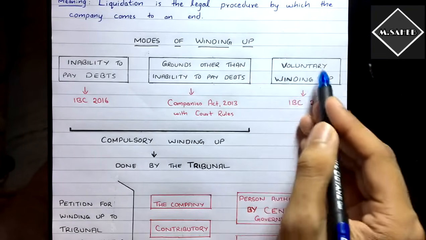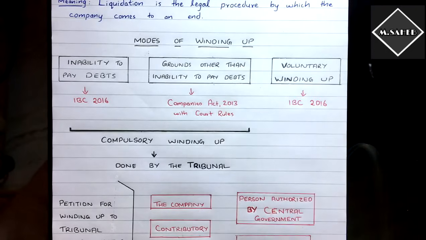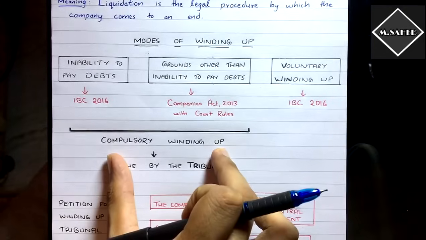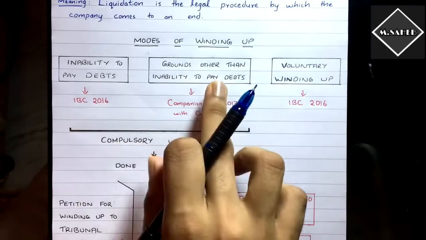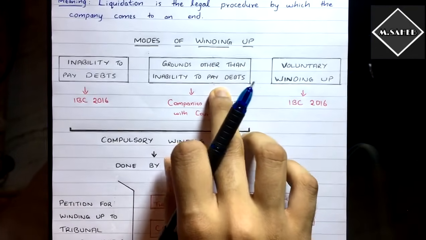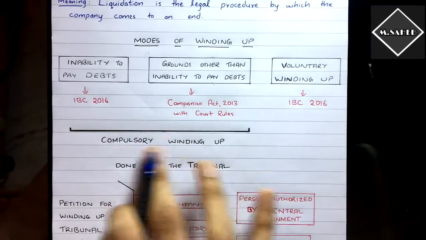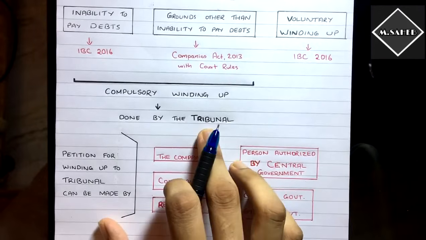Then they can voluntarily wind up the company by itself, right? So this is voluntary winding up, and these two are the compulsory winding up: inability to pay debts and grounds other than inability to pay debts. 5 reasons, right? Those 5 reasons. And as I said, compulsory winding up will be done by the tribunal, NCLT.